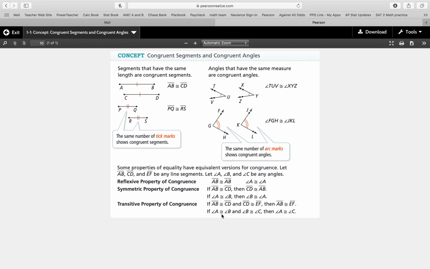If angle A is congruent to angle B and angle B is congruent to angle C, then that means that by the transitive property, angle A is congruent to angle C. Okay?